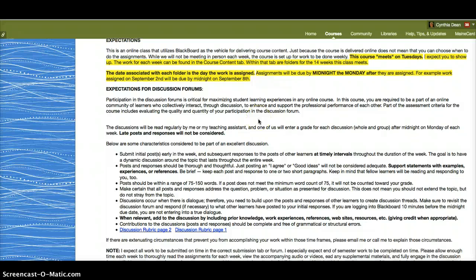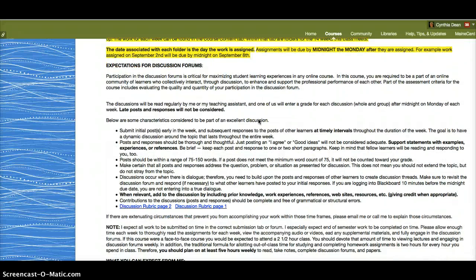Discussion forums are very important. They're a big chunk of your grade. They're not optional. And it's the way that we make this course collaborative and collegial. So we're not out there in our living rooms or, you know, all by ourselves. That we are participating in the course, that we are interacting with our peers, be it asynchronous, but we're interacting with them. You have a discussion forum each week, and this discussion is assigned.